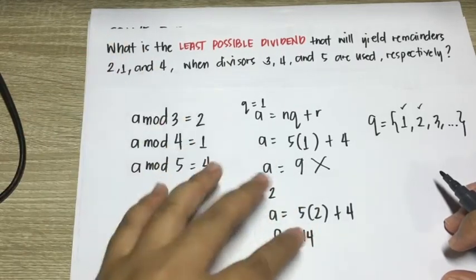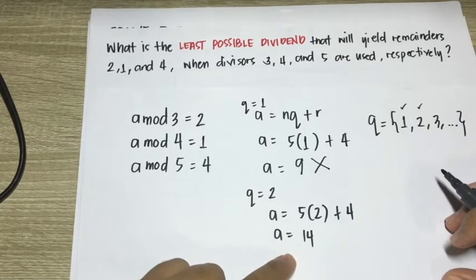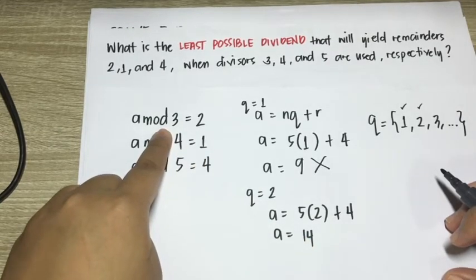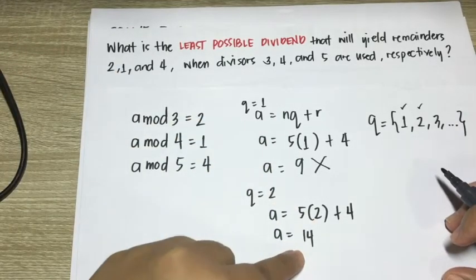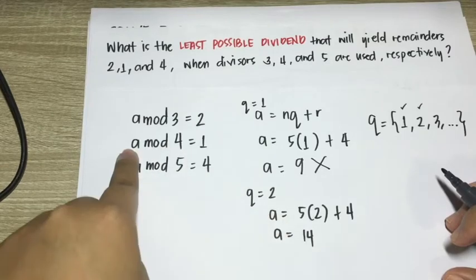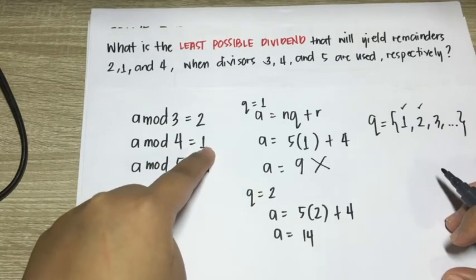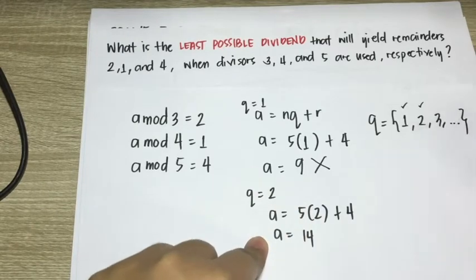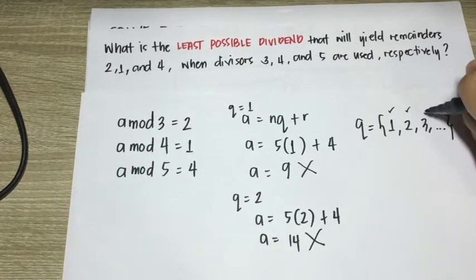Because if you divide 14 by 3, that will yield a quotient of 4 and a remainder of 2, because 4 times 3 is 12, plus 2, you'll have 14. But let's try to check that one in this relationship. Will 14 modulo 4 yield a 1? No. It should yield a value of 2 if your dividend is 14. So we are going to neglect this one again.